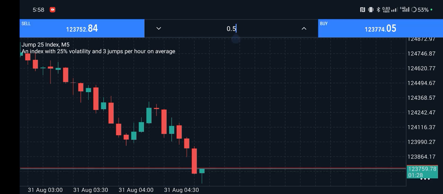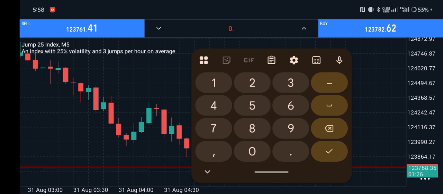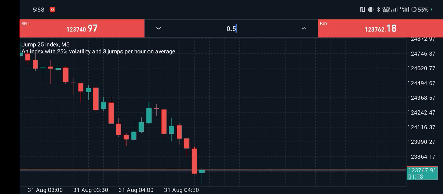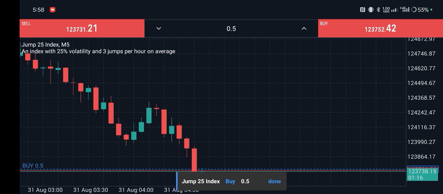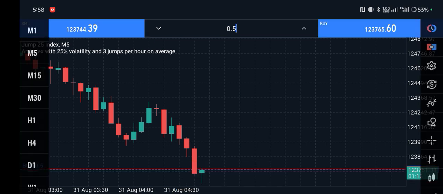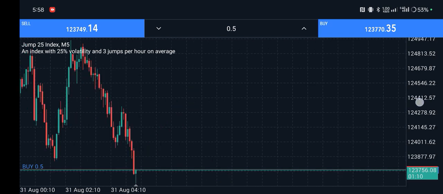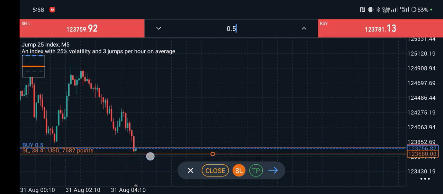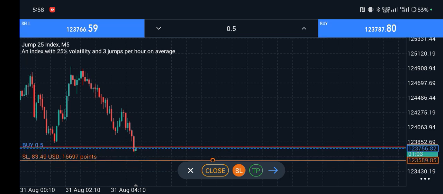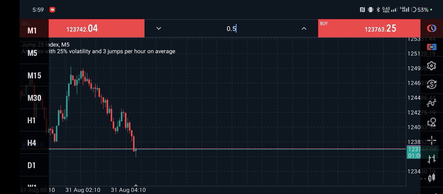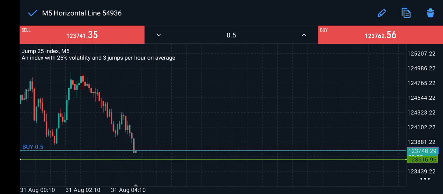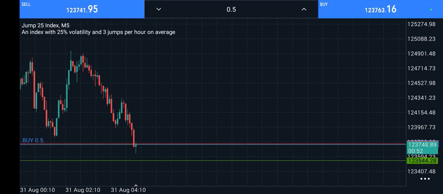Now talking about lot size. Lot size is simply this figure in the middle. Okay, let's say I have 0.5. We have 0.5 here. Let me say I press a buy. Now I'm on a buy. Then see my SL. I have $83 as my SL at this point. I need to mark it out so that we can understand. Let's say this is my stop loss level, this green line.